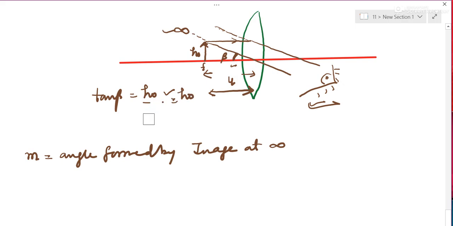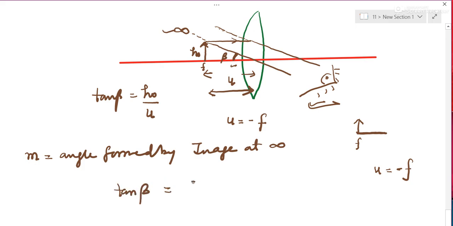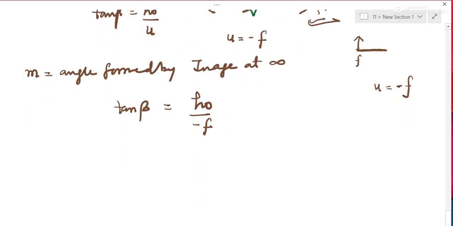So I will rectify this once again. It is perpendicular by base and U is minus F. The distance is the focal length, but it is in front of the lens, so it will be taken negative. Object at focus, image at infinity, that is fine, but the distance of the object is F and it is in front, so it will be taken negative. So tangent beta would be written as H0 by minus F. So we are ready with tangent alpha and tangent beta, so we can substitute in magnifying power, angular magnification.